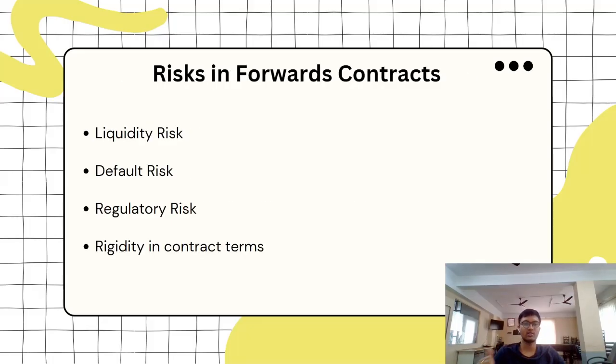So what are the risks? There's liquidity risk and there's default risk. What if Kautilya doesn't pay, or the farmer doesn't give the rice? There's a regulatory risk. There's no government, no regulatory party, no law enforcement behind this particular contract, which states that this is binding. If any of the parties defaults, law enforcement will not act upon it and try to take the money from the pocket of whoever has been defaulting. So there's no regulatory authority of any type in this forward contract.